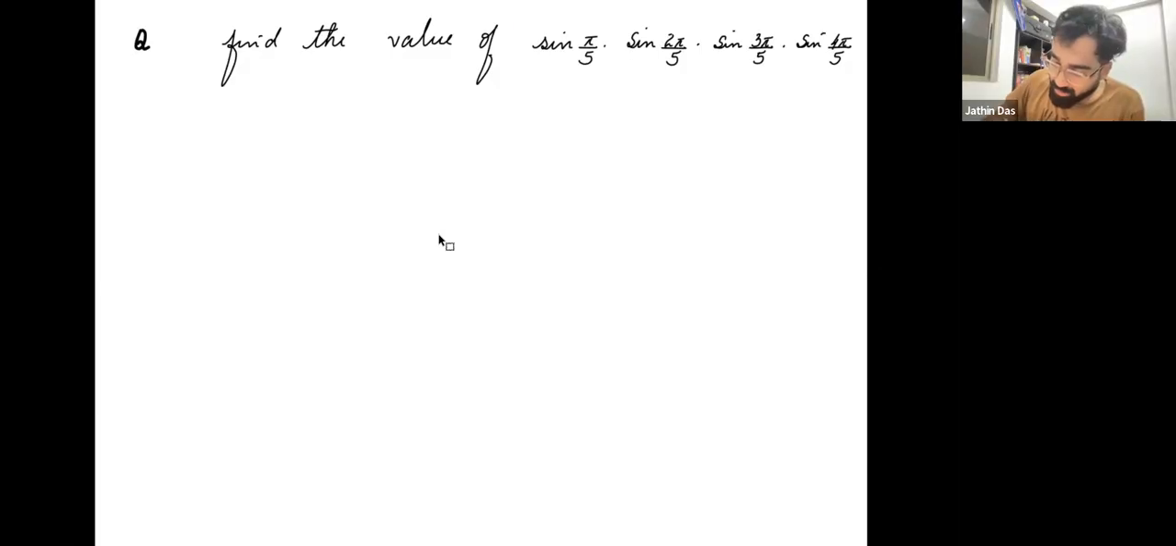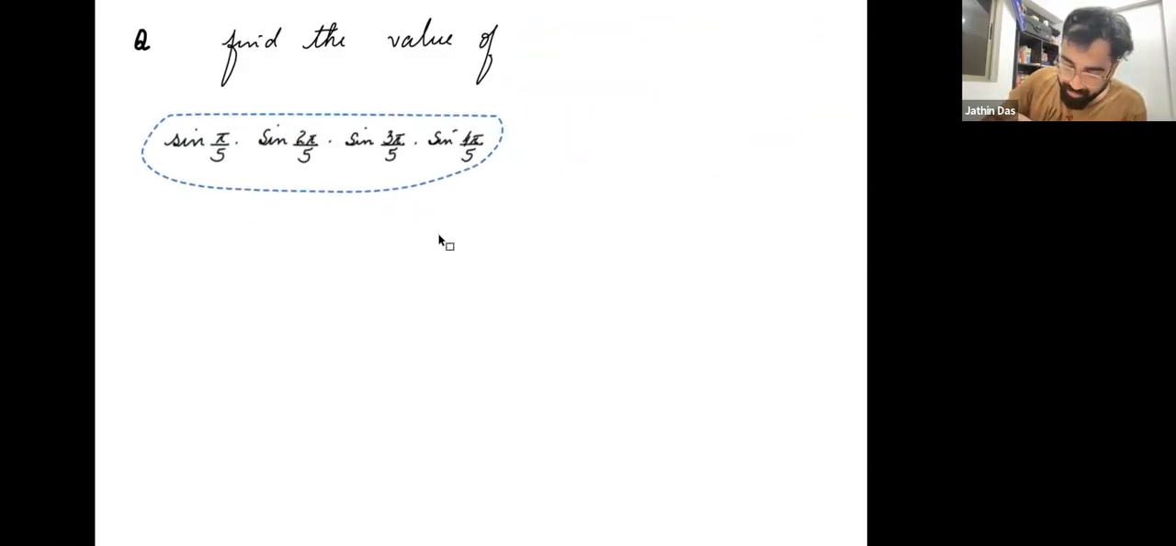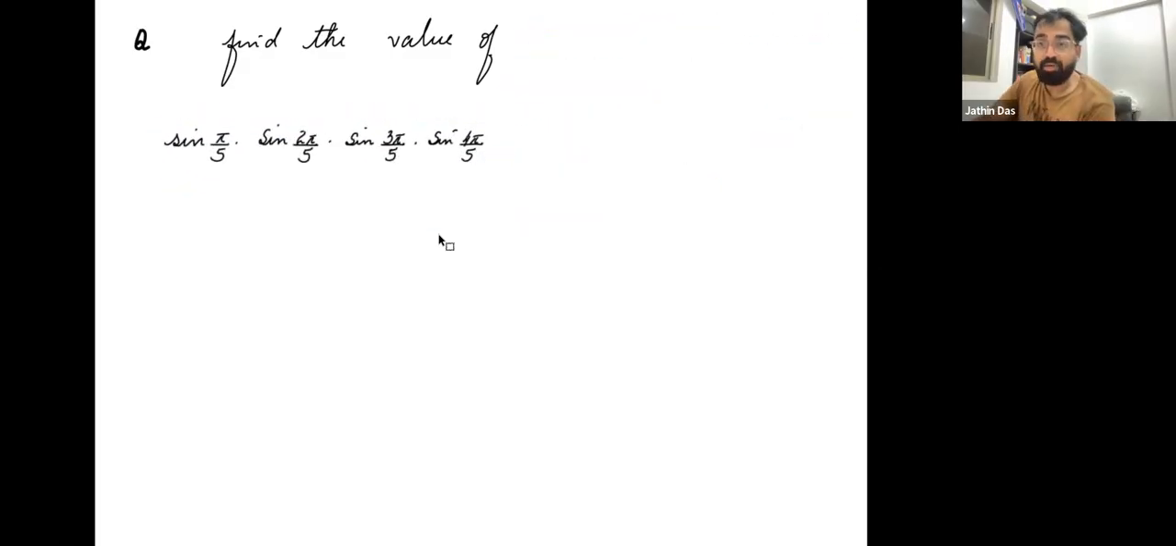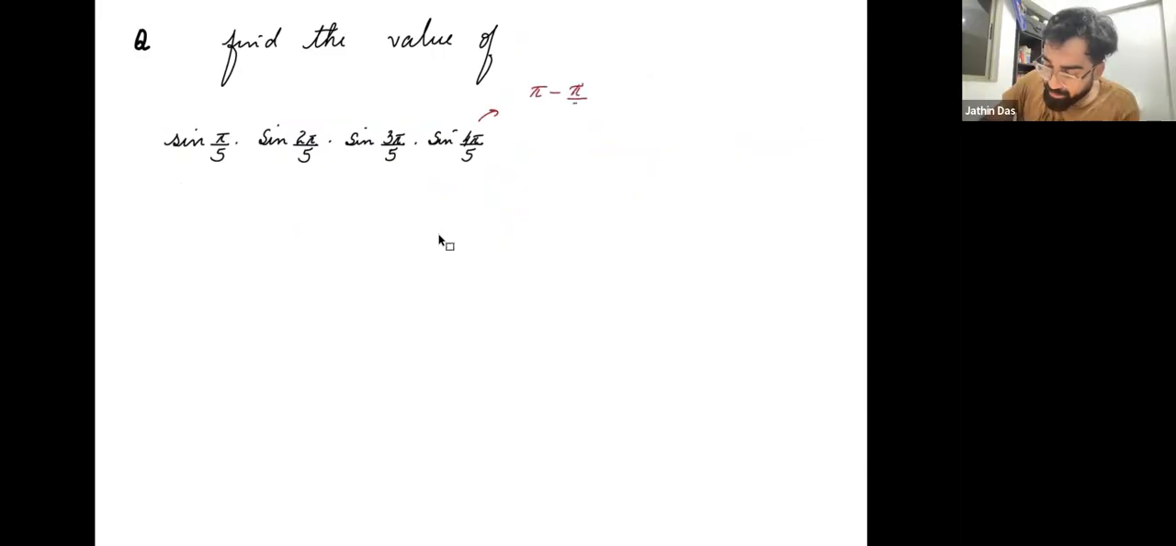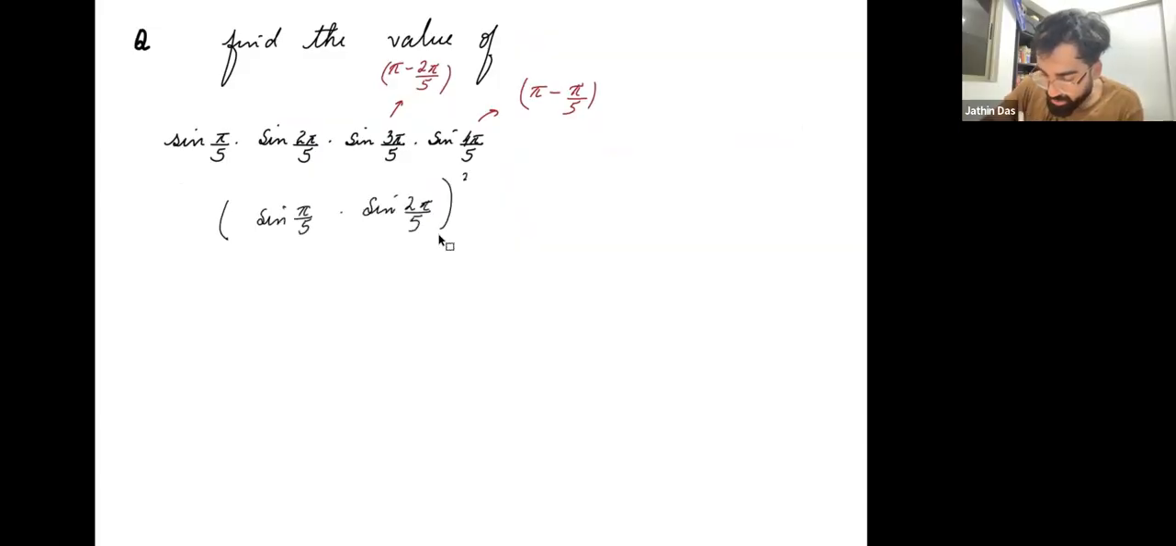Are you getting the hang? First of all, you will play with pi or pi by 2? Pi. Very good. And this you will write pi minus pi by 5. And this you will write pi minus 2 pi by 5. So ideally you will get like this. Sine pi by 5 will come 2 times, and sine 2 pi by 5 also 2 times it will come. So I can put a square.